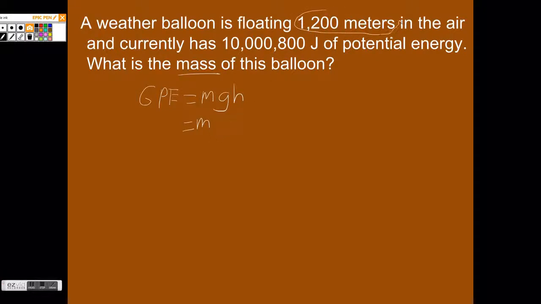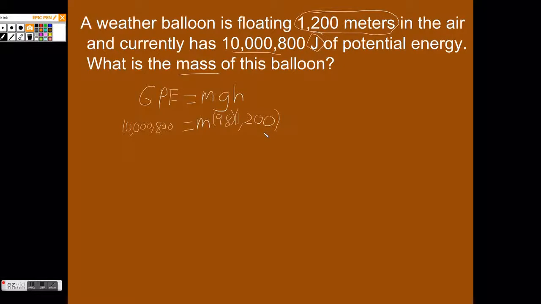Well, looking at the top, we see 1,200 meters. If you see the word meters, you know you have your height. So let's plug in 1,200 for h. Now g is easy. It's 9.8 because gravity is always 9.8 on Earth. Finally, we need to find GPE. I see the letter J indicating joules, so I know to fill in 10,800,000 joules for GPE.